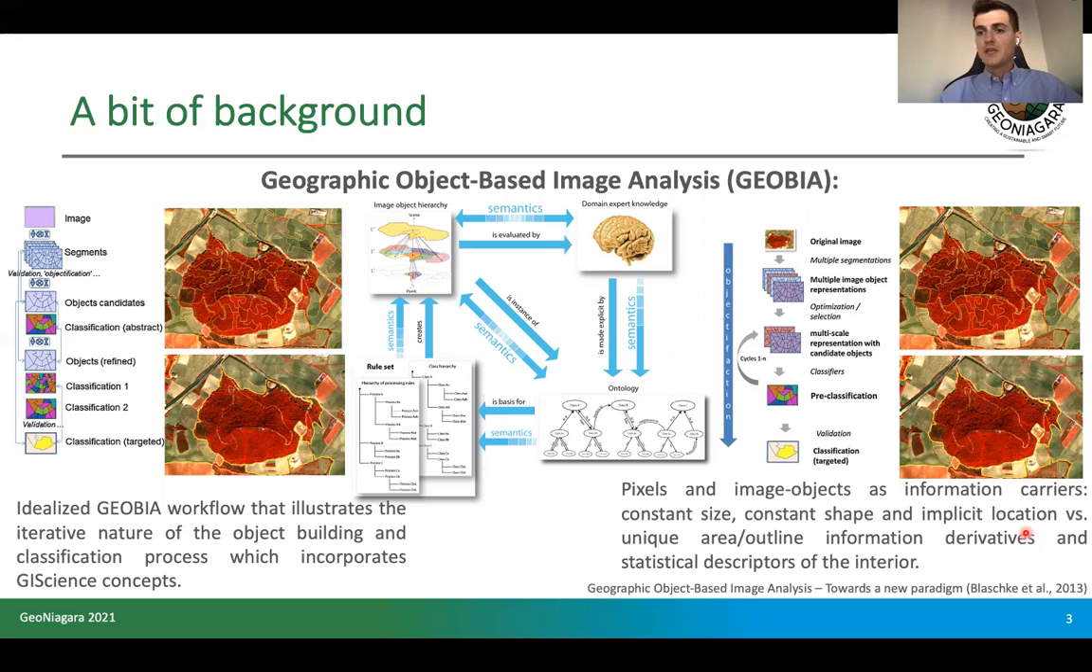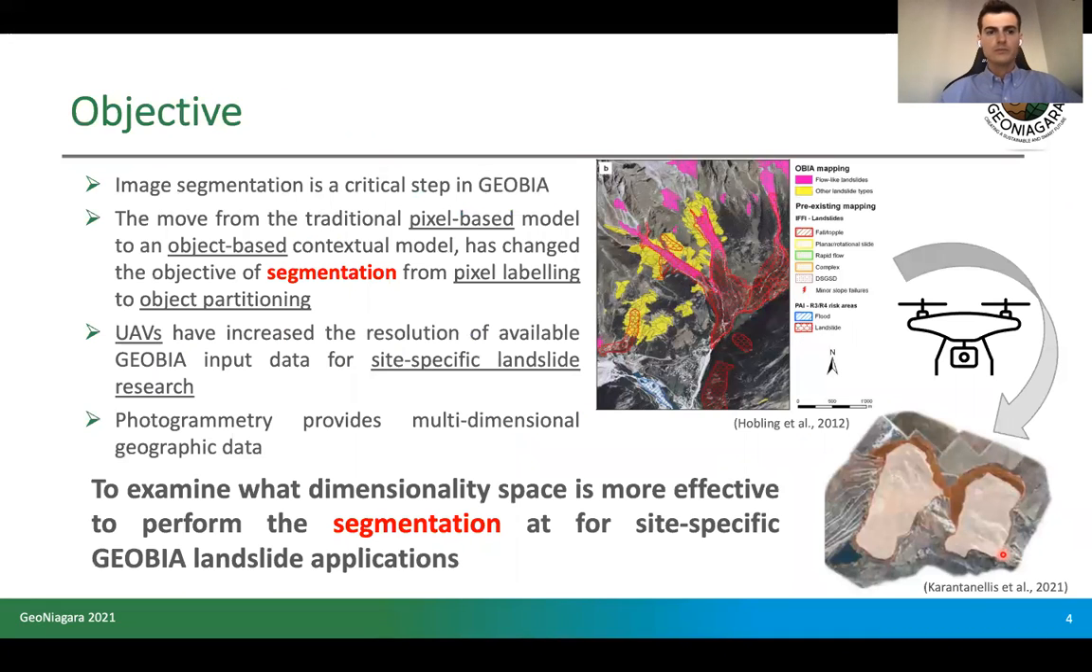The pixels and the image objects have very significant differences when compared as information carriers. For example, the pixels have constant size and shape and also implicit location, versus the unique area and outline information, derivatives and statistical descriptors of the interior of an image object. Image segmentation is a critical step in GeoBIA. The move from the traditional pixel-based model to an object-based contextual model has also changed the objective of segmentation from pixel labeling to object partitioning.